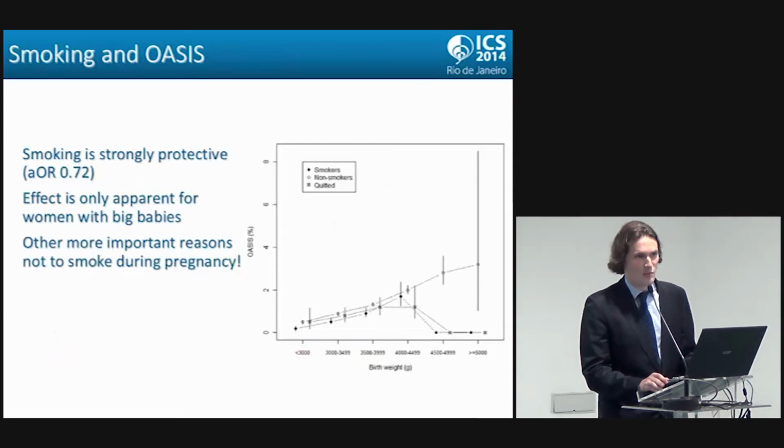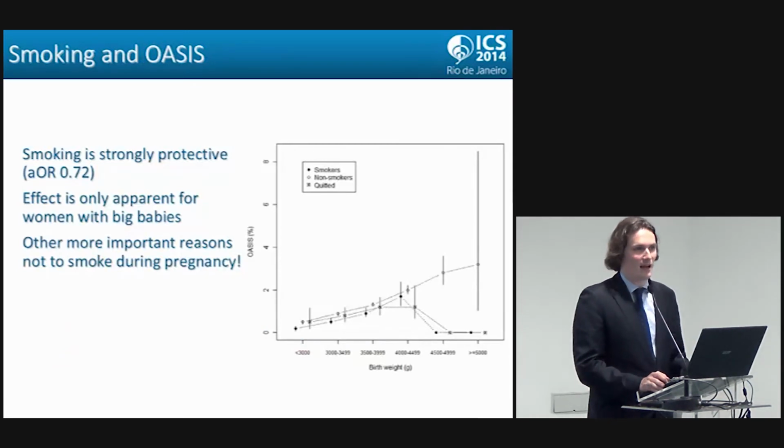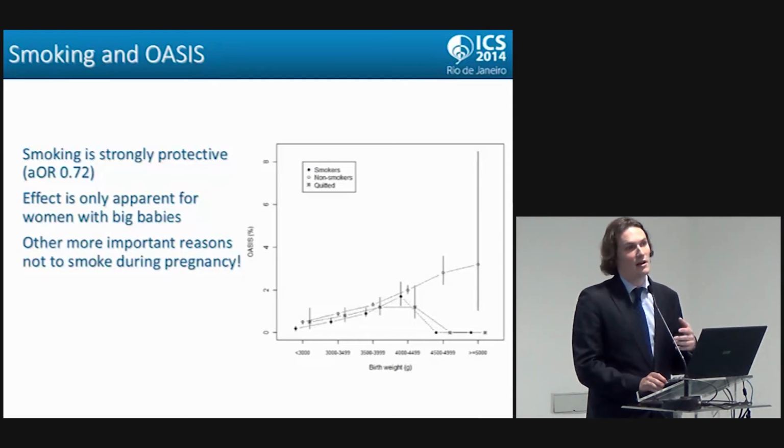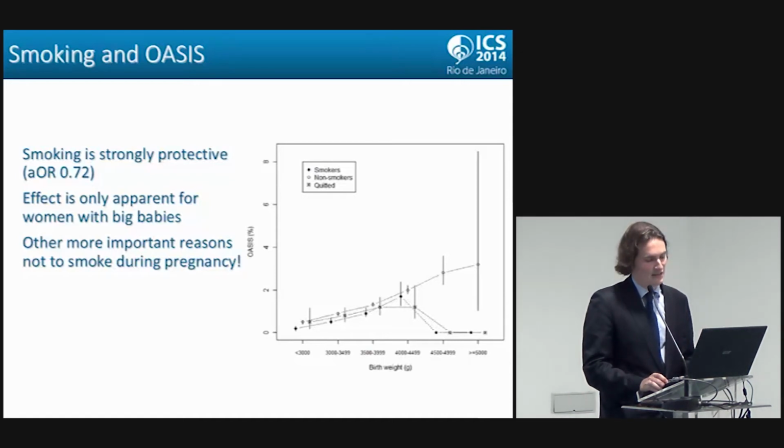This one also gets no publicity, politically unpopular. It's that smoking is strongly protective against OASIS, particularly if you're due to have a big baby. So it may be that if you are on track for a really big baby, being a smoker helps cut down the size of that baby to a more manageable size. It might be that smoking is doing something to the perineum, or something essentially damaging to the tissue, that makes you less likely to have a tear. Of course, there are other very good reasons not to smoke during pregnancy.